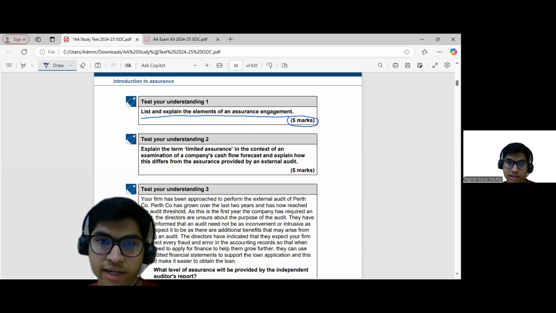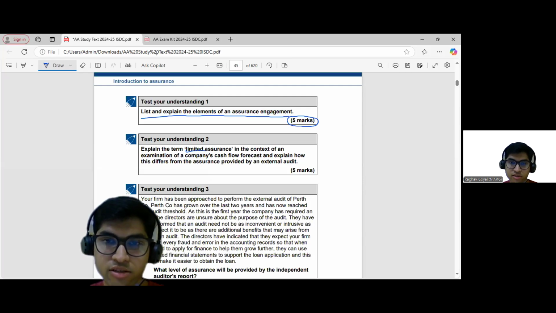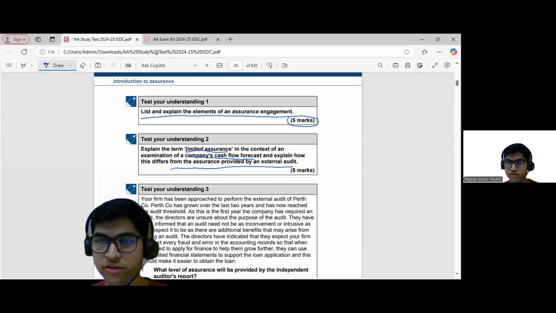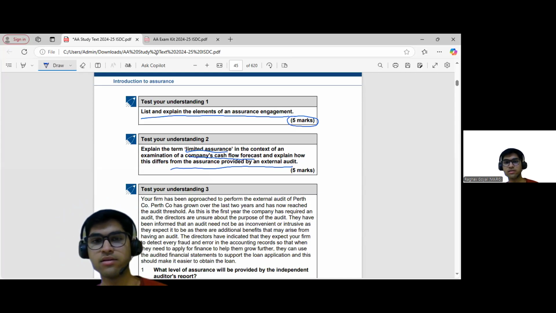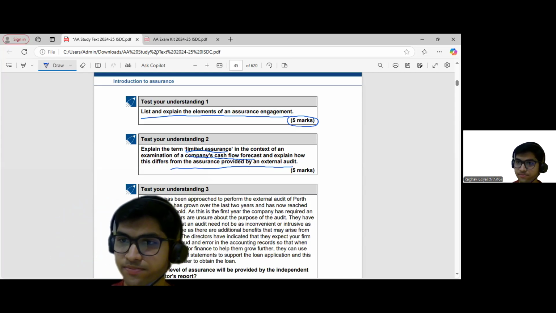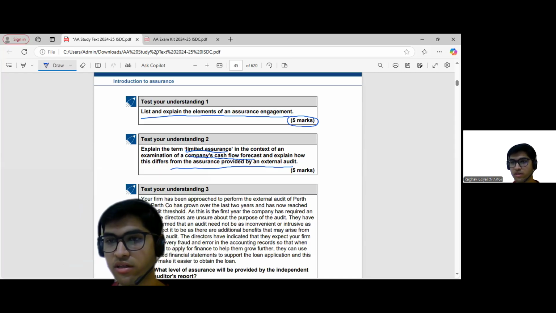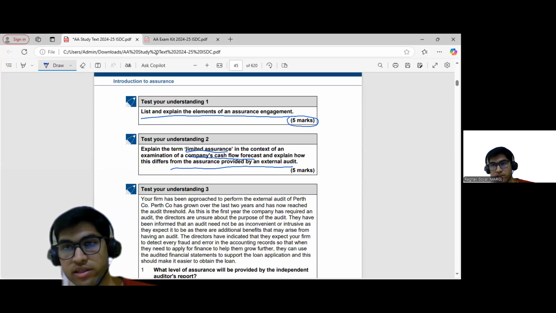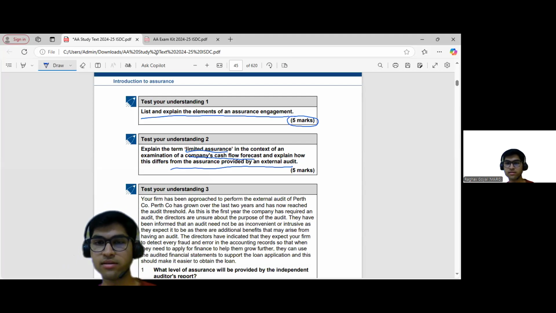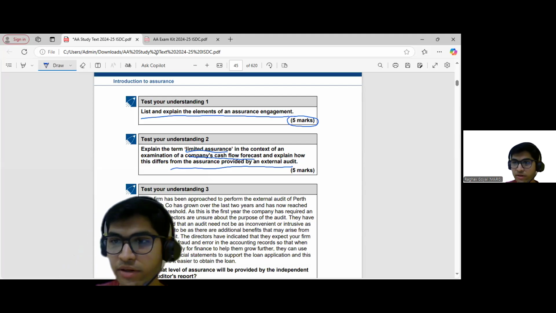We have your second question: explain the term limited assurance in the context of an examination of a company's cash flow forecast and explain how this differs from the assurance provided by an external audit. I think we discussed this in depth: limited assurance gives a negatively worded opinion. It doesn't perform procedures and testing as in depth as an external audit does. And that's basically the summary of it.